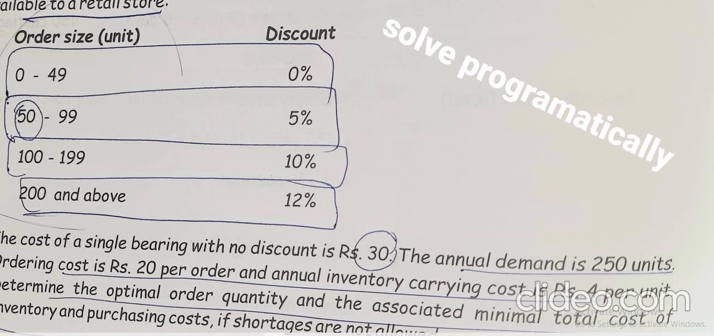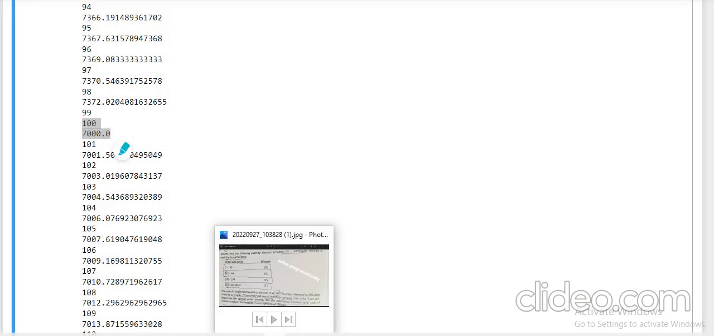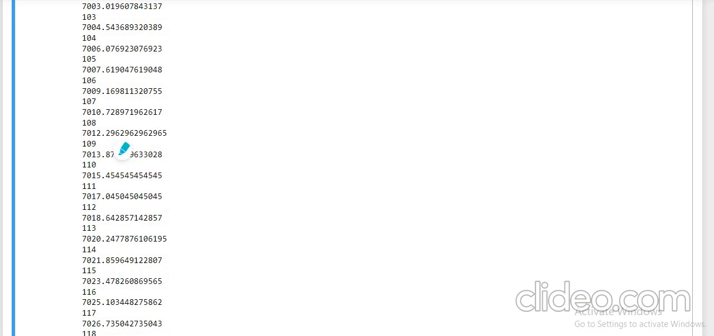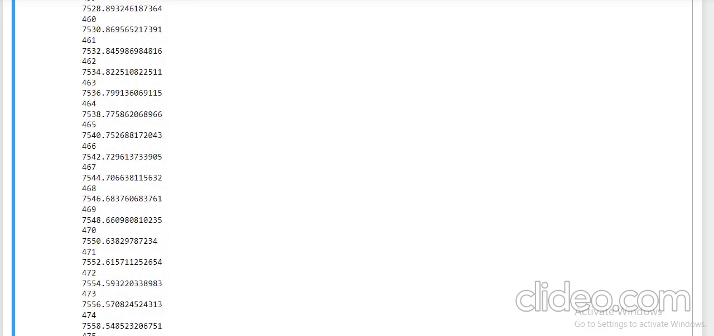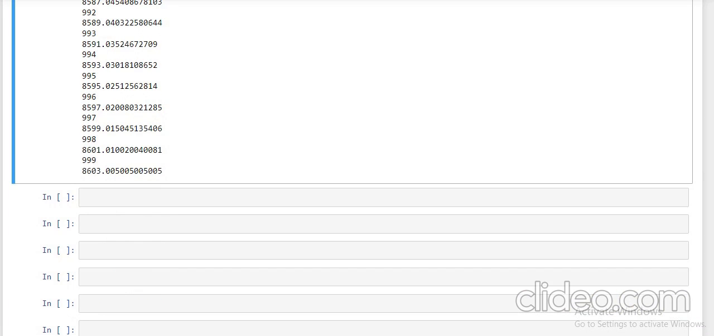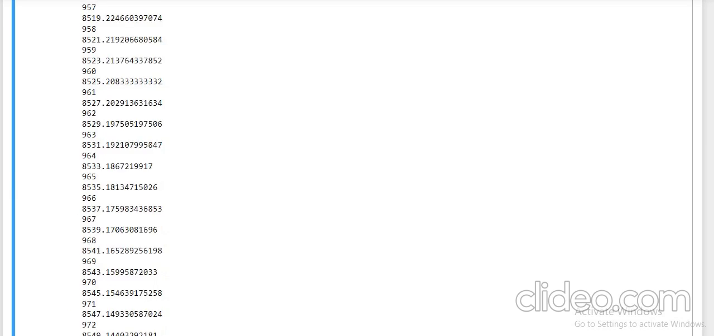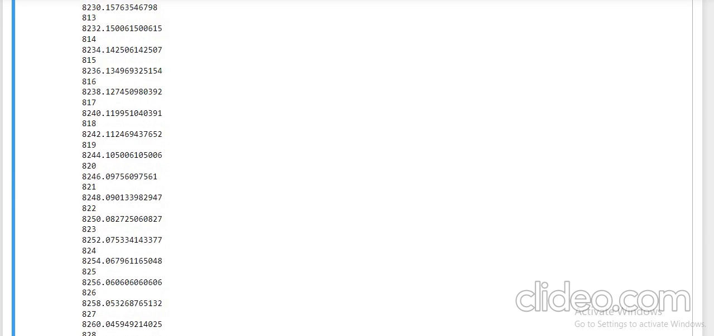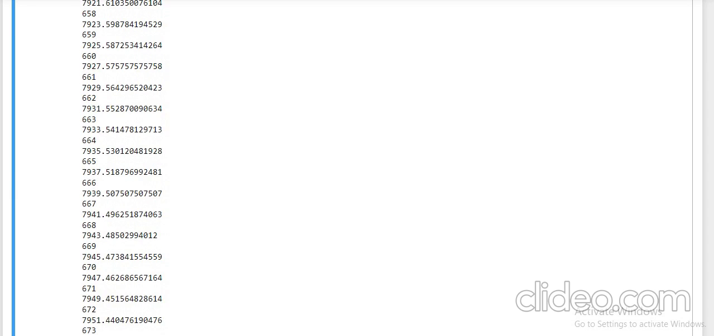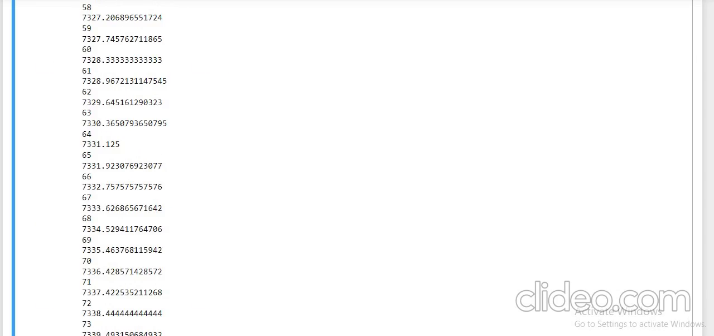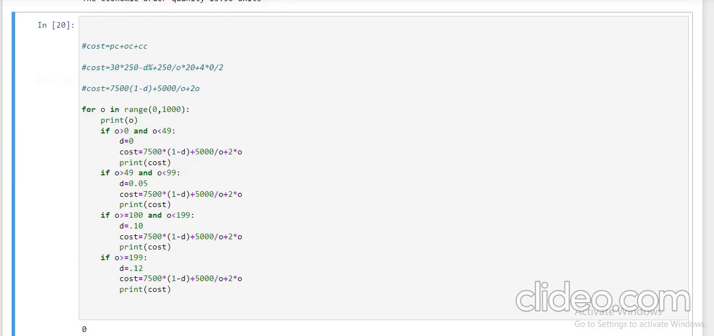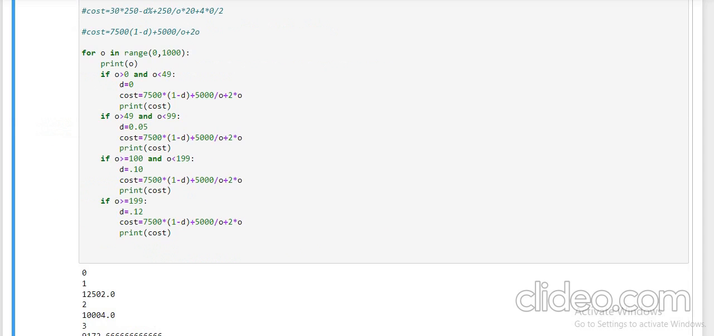So you can see how powerful this is. If you check the solution in the book, they have taken up to 250 only because of constraints. But I have done it up to 1,000 within a second. You can see up to 999, it has computed all the costs for us. So you can see how fast and powerful this is to solve, within a second, within 2 minutes. Okay, that's it.